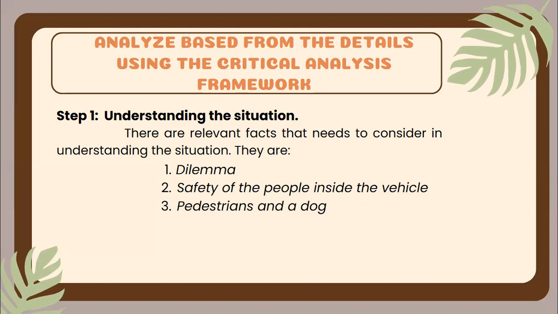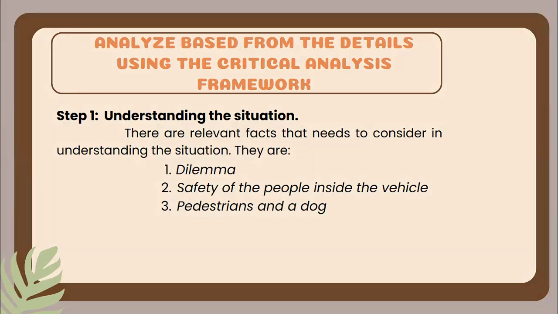Second, safety of the people inside the vehicle. This means prioritizing the safety of the car passengers. This decision might involve taking actions that minimize harm to the people inside the vehicle, even though it may harm outsiders. Third, pedestrians and the dog. It prioritizes the safety of the pedestrians and the dog who are crossing the road where an autonomous vehicle is coming towards them. In this situation, it may involve braking in a way that minimizes harm to external parties.